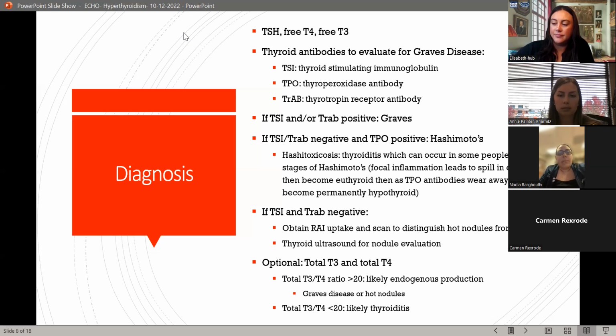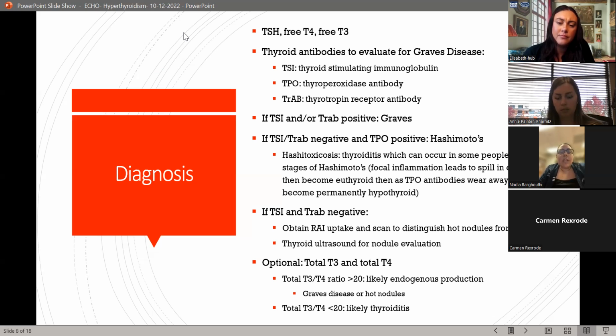And then something optional that I like to do is, the first time that I get the labs, I'll get a total T3 and T4, which is the T3 and T4 bound to a protein called thyroglobulin. The reason for that is that it's kind of like the poor man's radioactive iodine scan.